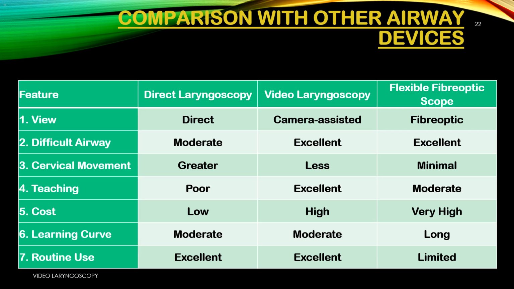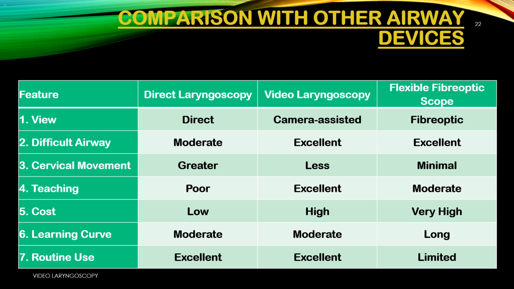3. Cervical movement. Direct laryngoscopy: greater. Video laryngoscopy: less. Flexible fiberoptic scope: minimal. Explanation. Direct needs more head and neck extension. Video and fiberoptic need much less. Good for trauma. 4. Teaching. Direct laryngoscopy: poor. Video laryngoscopy: excellent. Flexible fiberoptic scope: moderate.